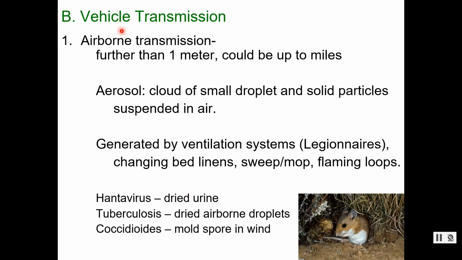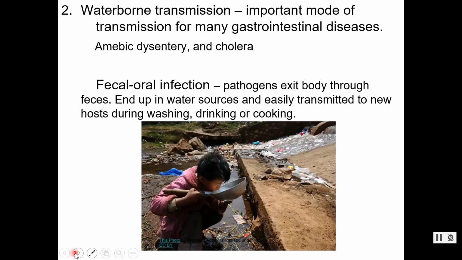Vehicle transmission. It's being transmitted by a vehicle, and in this case, it is the air, further than 1 meter. What other vehicles are pathogens used to transport? Water. So we talked about cholera.